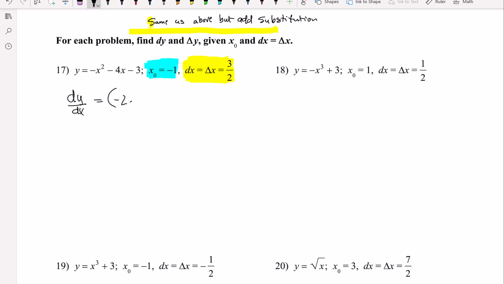All right, so this is negative 2x minus 4, and then the dx goes over here. Now the delta y is going to be a pain, so it's a negative on the outside. X squared is x plus delta x squared minus 4 times x plus delta x, subtract 3, subtract the original function, negative x squared, subtract 4x, subtract 3. All right.